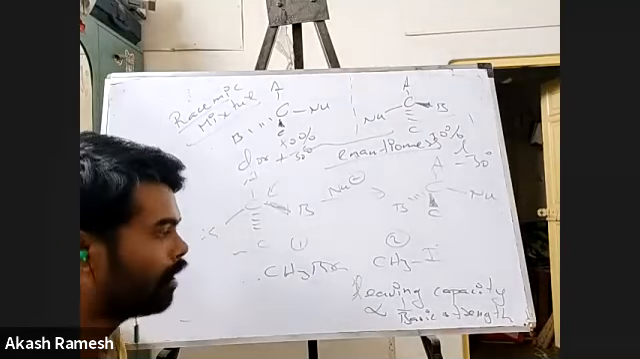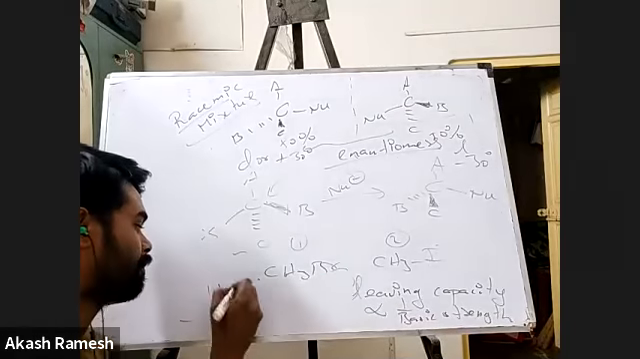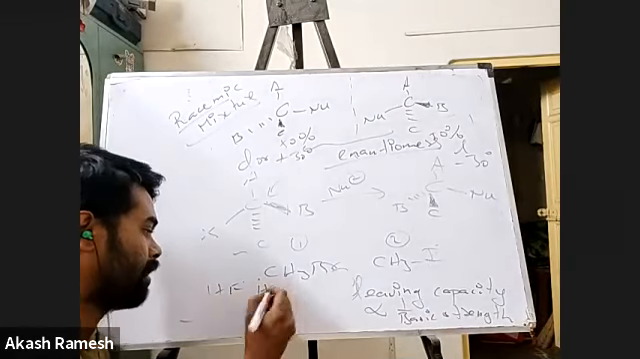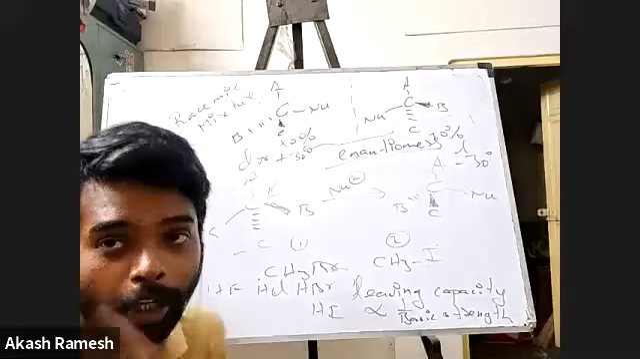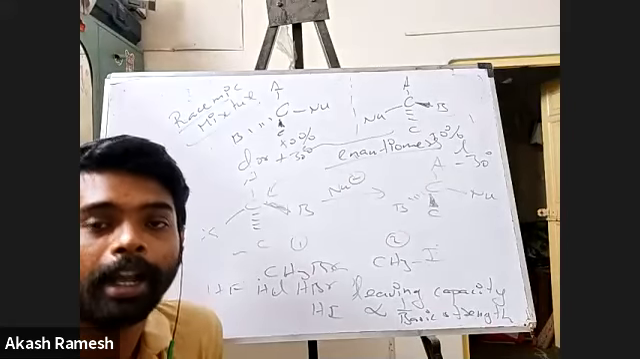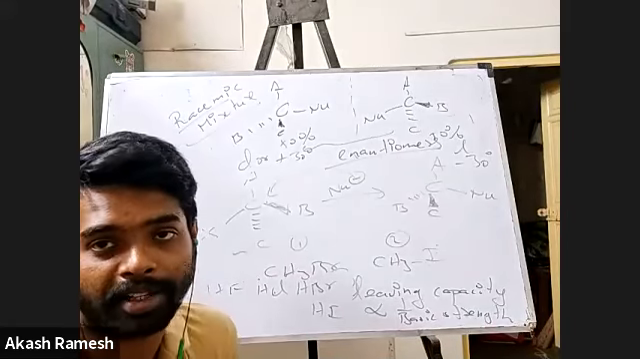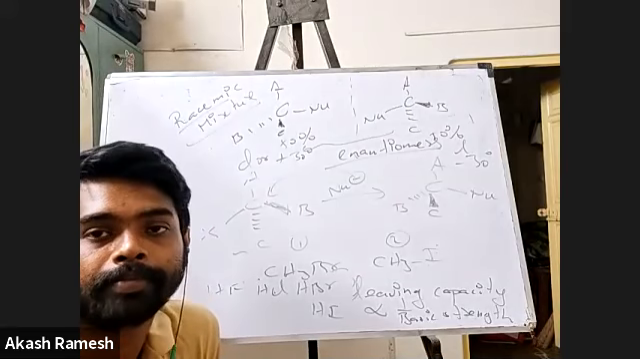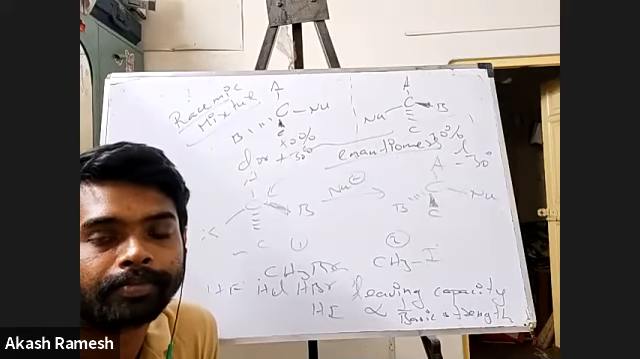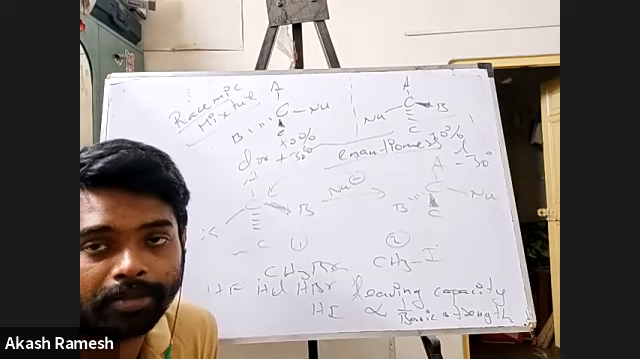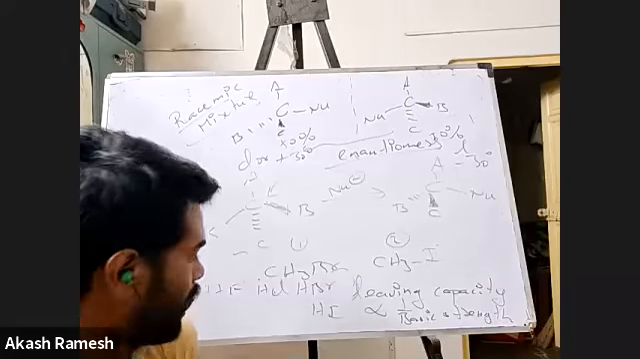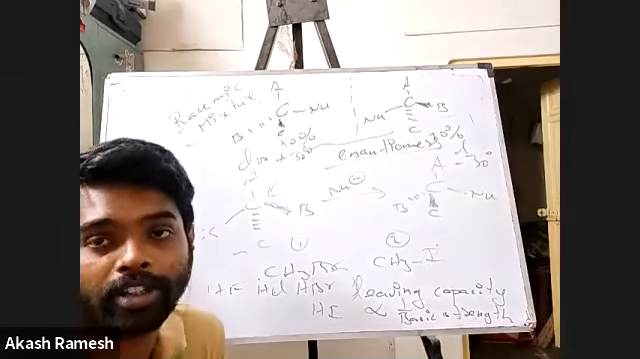Okay. Now let me consider HF, HCl, HBr, and HI. Now you have studied your P block, right? Arrange them in the order of acidic strengths.